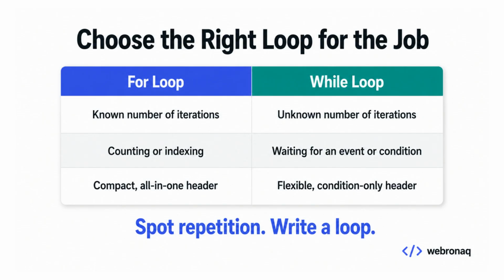The while loop shines when you do not know how many iterations you need. Just give it a condition. And whichever loop you use, always make sure the condition can eventually become false, or you will end up stuck in an infinite loop. Once you start spotting repetition in your code, reaching for a loop will feel like second nature. The next time you catch yourself copying and pasting the same lines, stop and write a loop instead.